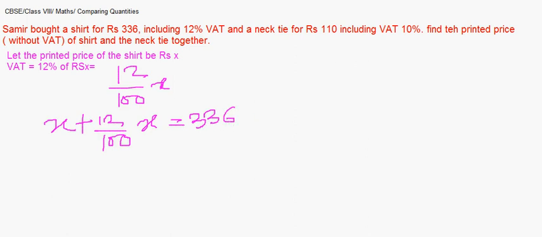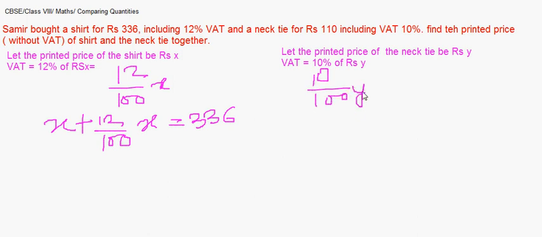Similarly, let the printed price of the necktie be rupees Y. VAT will be 10% of rupees Y, so it is 10 by 100 Y. So the price of the necktie will be Y plus 10 over 100 Y, and that's given to be 110. So we separately calculate X and Y, and then we add them to get the printed price of both together. Kindly ignore the spelling mistake which I just noticed.